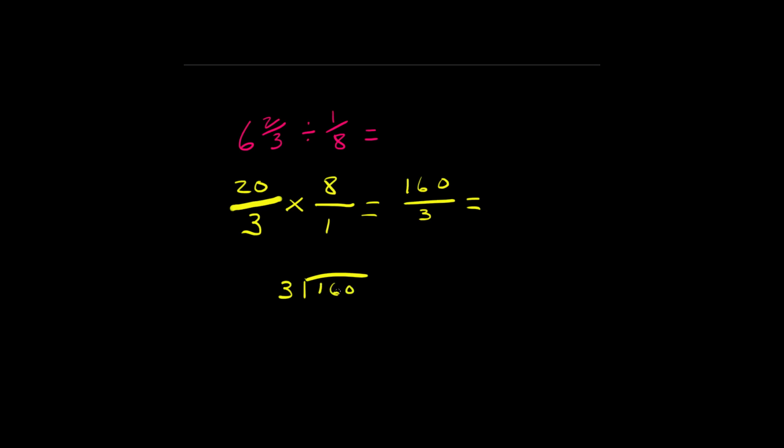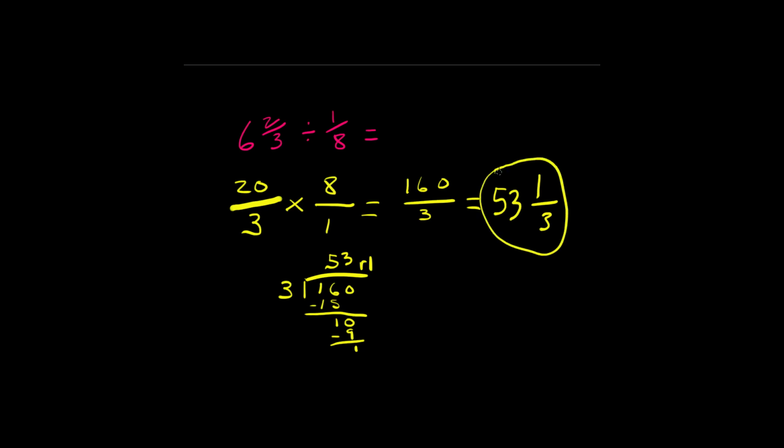So 3 into 16, I think about 5 times, which would get us a 15. Subtract, bring down. Now we have a 10. How many 3s can go into 10? 3, which is 9. Subtract, remainder 1. And then we just have to put that back together. So we have 53, and then the remainder 1 is the numerator, and the divisor stays the same denominator. So 53 and 1/3 is your answer to that example.